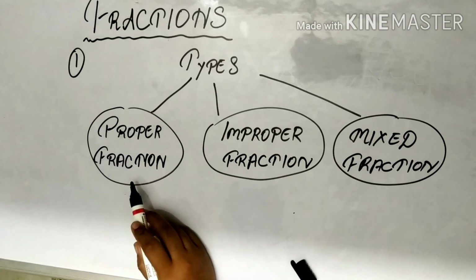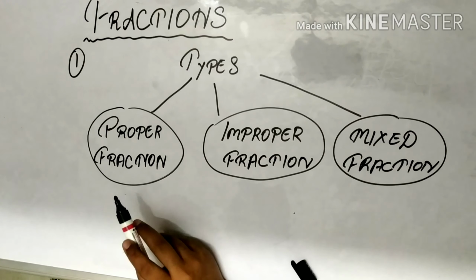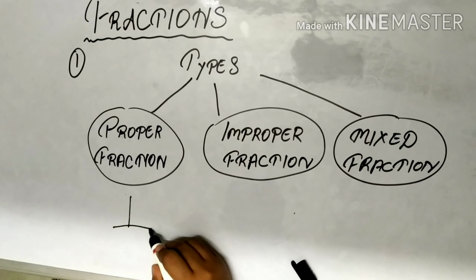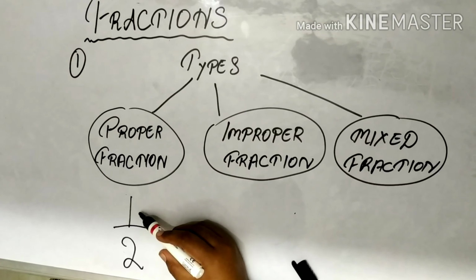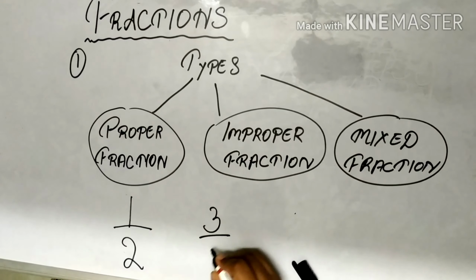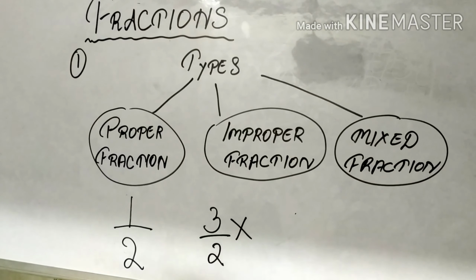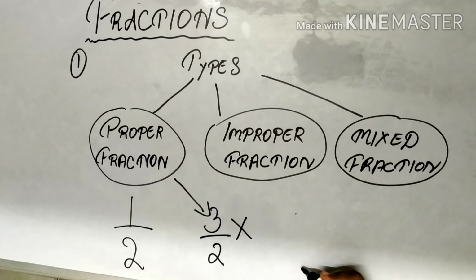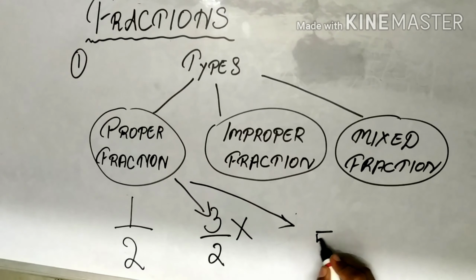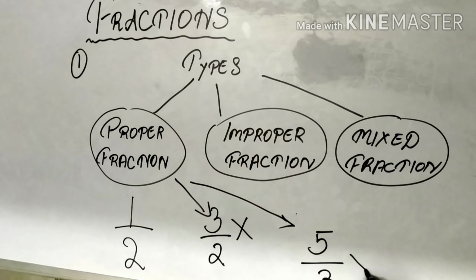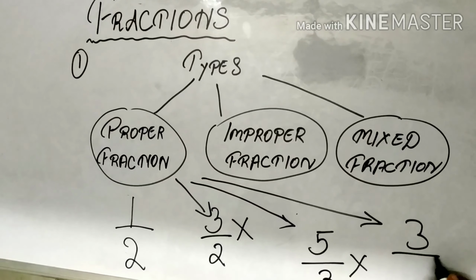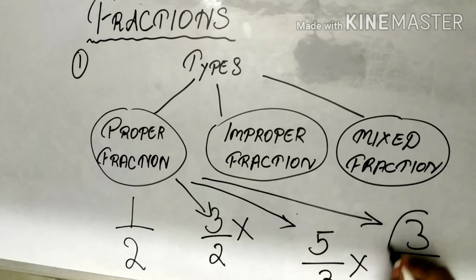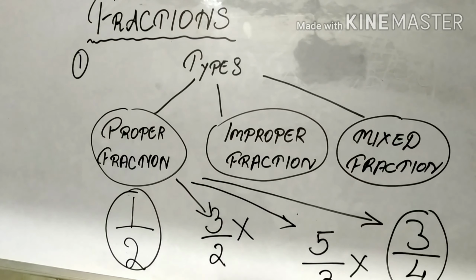Proper fractions are those fractions which are part of a whole. That means the denominator is always greater than the numerator. So 3 by 2 is not a proper fraction, right? This is not a proper fraction. And 5 by 3 is not a proper fraction. While in the case of 3 by 4, this is a proper fraction. This is a proper fraction, while these two are not proper fractions.